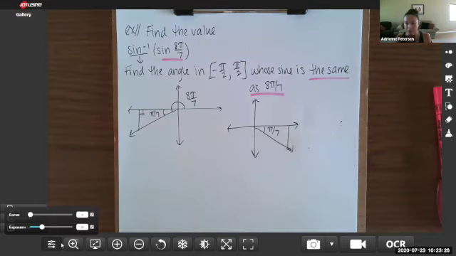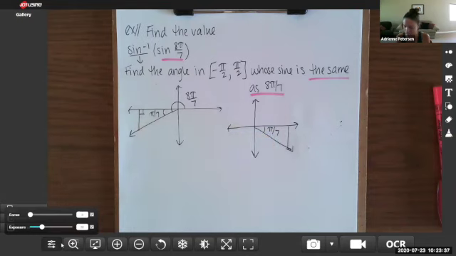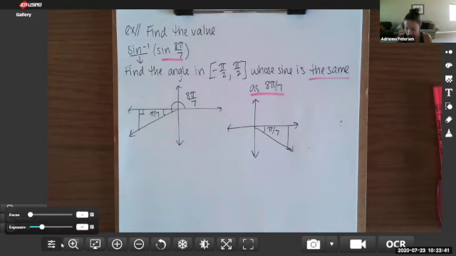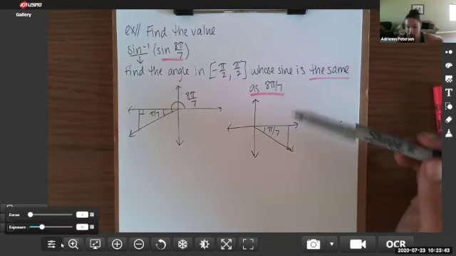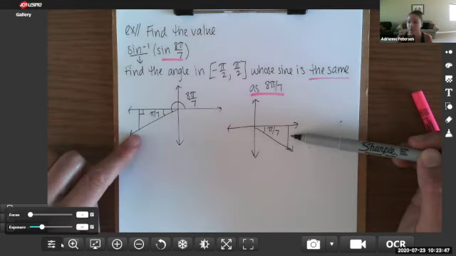Those triangles match. So it is true that sine of this angle and sine of this angle will have the same value, and sine here is negative and sine here is also negative. So we're going to get the same outputs. So our goal was to find an angle in negative pi over 2 to positive pi over 2 whose sine is the same as this angle, and we did it.